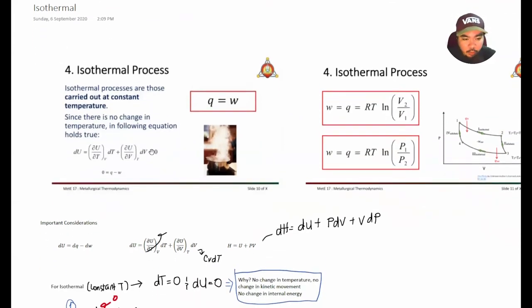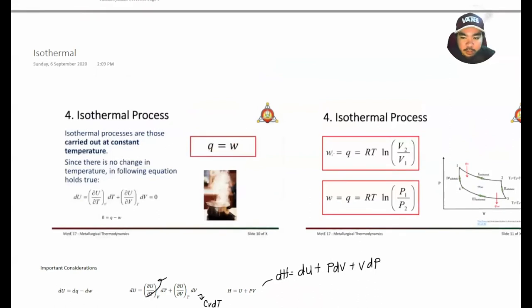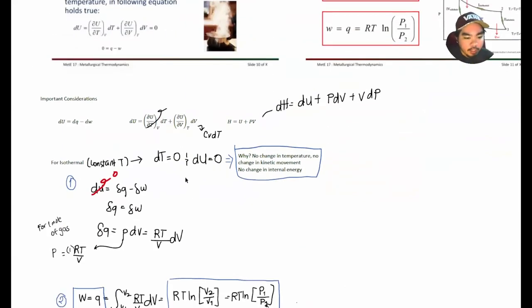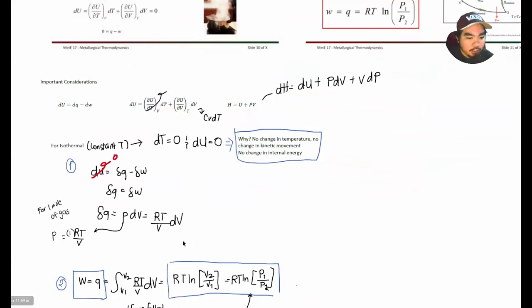Okay? So when dT is equal to 0, dU becomes 0, and therefore we have the equation dU is equal to 0 is equal to q minus w. Therefore we can say that q is equal to w. Tama? So that's why ito, the work done is equal to the heat, which is equal to RT ln V2 over V1. So itong RT ln V2 over V1 we derive by this equation right here, no? So we started with dU is equal to 0. Therefore, yung inexact differential ng q is equal to the inexact differential of w, no? And yung w natin is PdV.